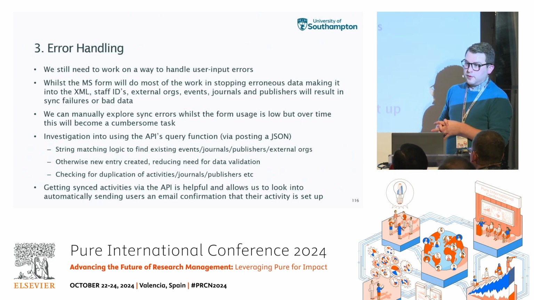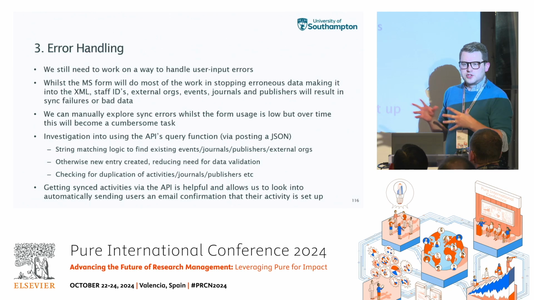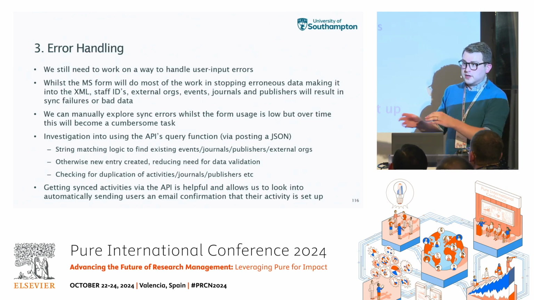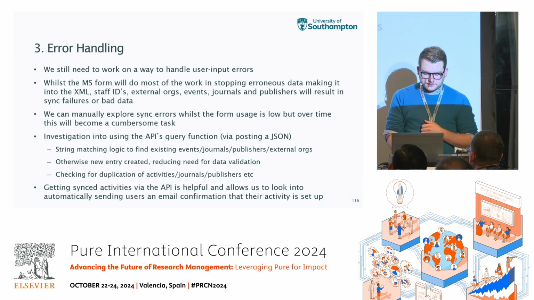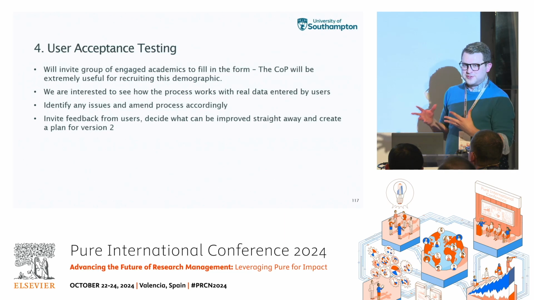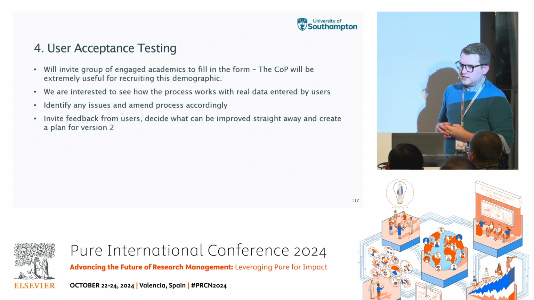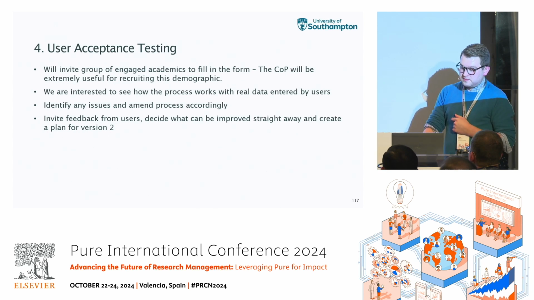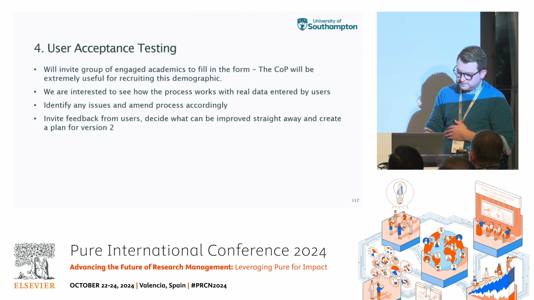And then that might allow us to do some string matching logic with Python or something like that, and reduce the number of duplicates. Now, in the interest of time, we haven't done any UAT, but if we did, we were going to get a group of interested academics to fill in the form with real data of activities they've created and try and sync it and see what happens, because their data is always going to be different to the data we put in. So that's what we would have done.